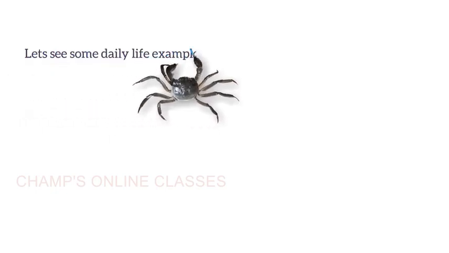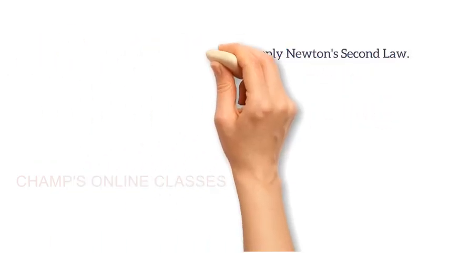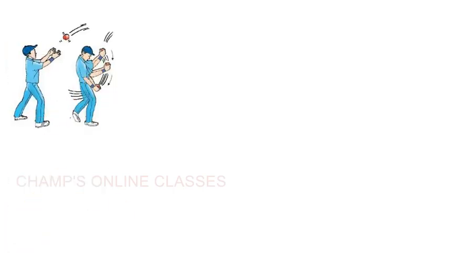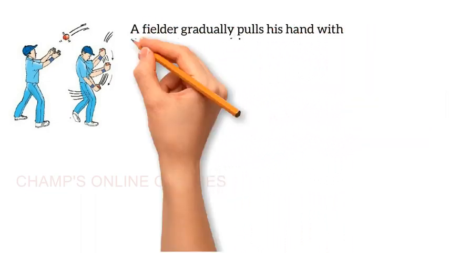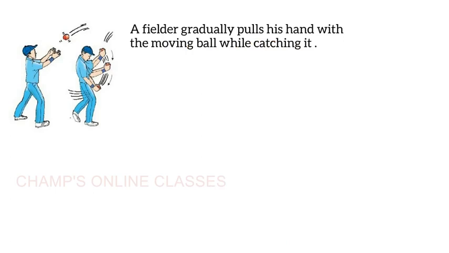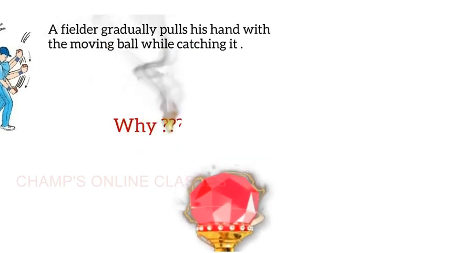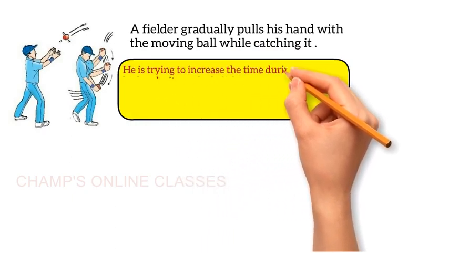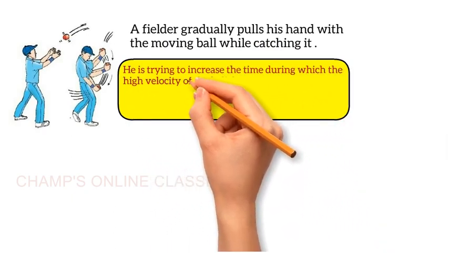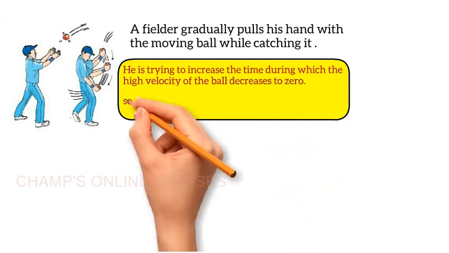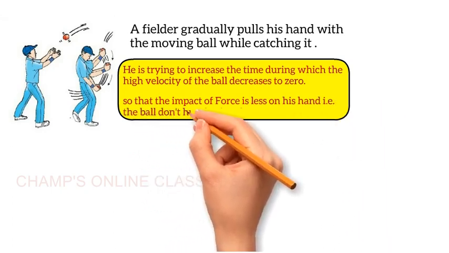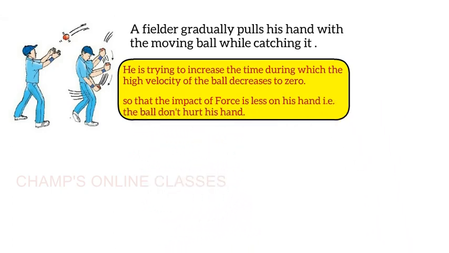Let's see some daily life examples where we apply Newton's second law. If you have ever seen a cricket match, how does a fielder catch a ball? Yeah, a fielder gradually pulls his hand back with the moving ball while catching it. Have you ever wondered why? He is trying to increase the time during which the high velocity of the ball decreases to zero, so that the impact of force is less on his hand, that is, the ball doesn't hurt his hand.